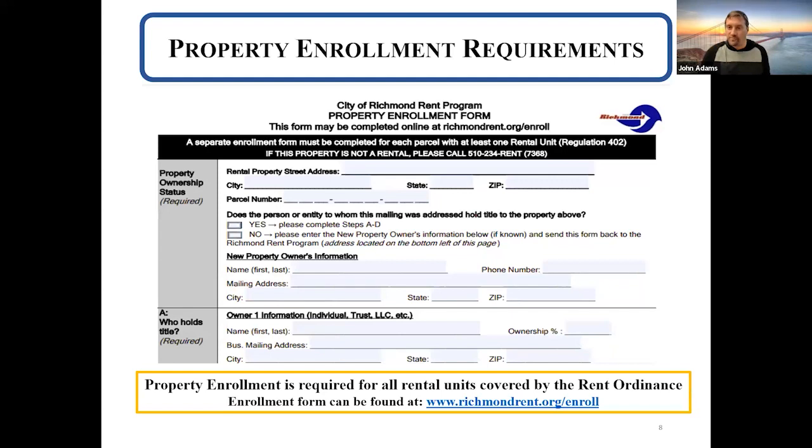Completed enrollment forms allow the rent program to have updated data and allow us to properly generate and mail the invoices that we require.